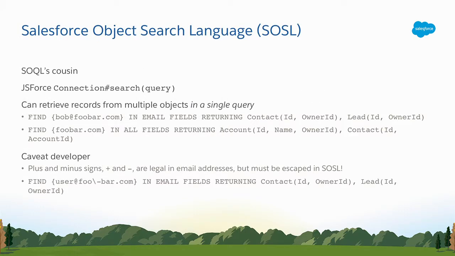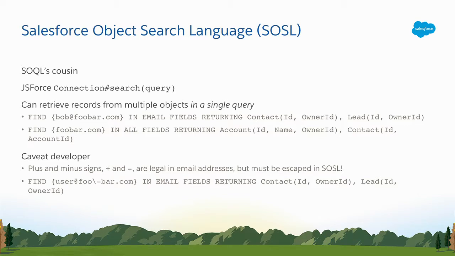So, how many people have used SOSL? A few. How many people have used SOQL? Many more. Okay, so SOSL is SOQL's cousin, and it's really, really useful for this kind of application. Because what we want to do is, given a user's email address, search leads and contacts at the same time. We don't care what we find, whether it's one or the other. We want to search it, and we can bring it back in a single query.